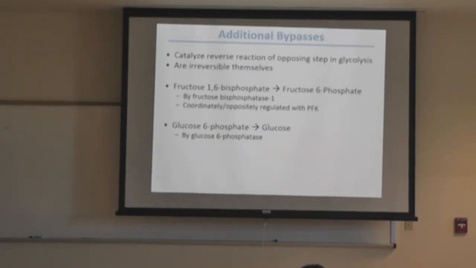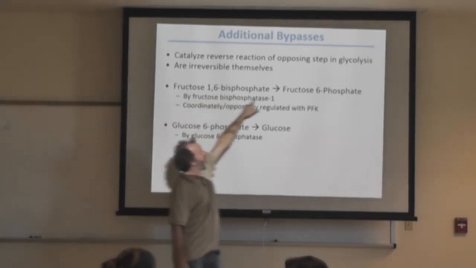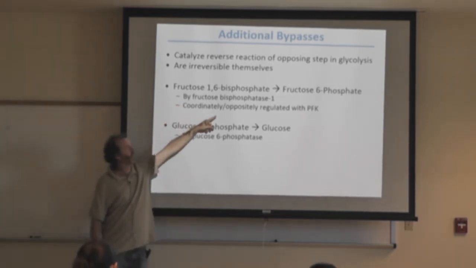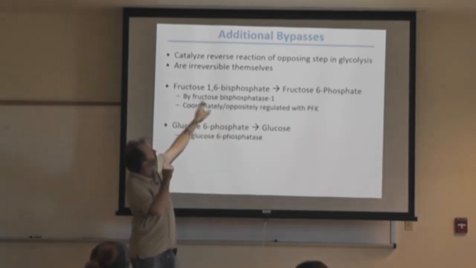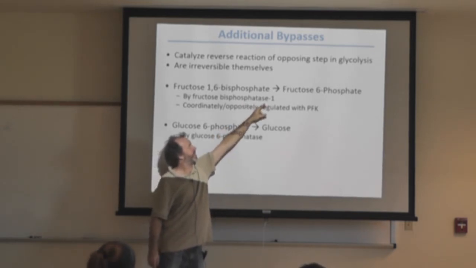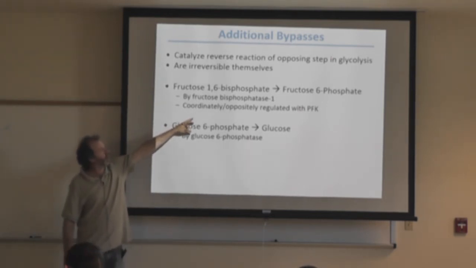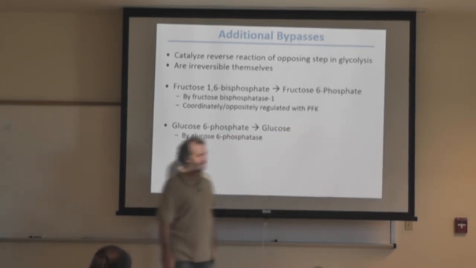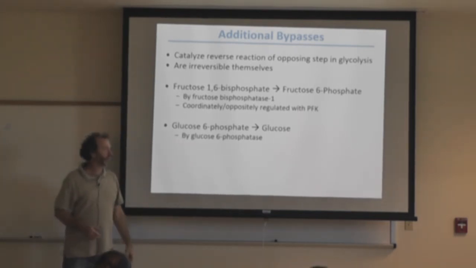So, additional bypasses catalyze the reverse reaction of opposing steps in glycolysis that are irreversible themselves. Fructose 1,6-bisphosphate gets converted to fructose 6-phosphate by fructose bisphosphatase 1. It's bisphosphatase because it's fructose bisphosphate, and it's a phosphatase. We're removing one phosphate to produce fructose 6-phosphate. It's coordinately and oppositely regulated with phosphofructokinase.